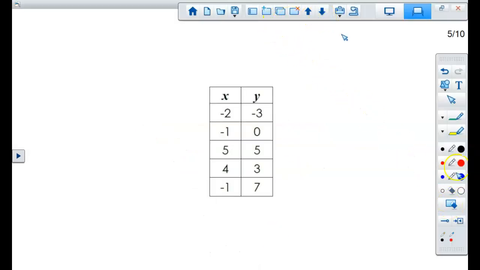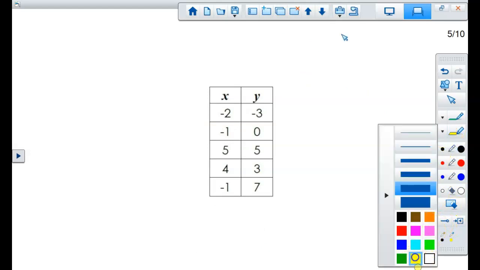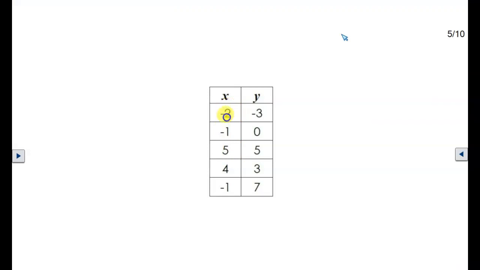All right, here is a table to look at. I have an x of negative 2 connecting with negative 3 as a y. I have negative 1 as an x connecting with 0 as a y. I have 5 as an x connecting with 5 as a y. 4 connecting with 3. And negative 1 connecting with 7.